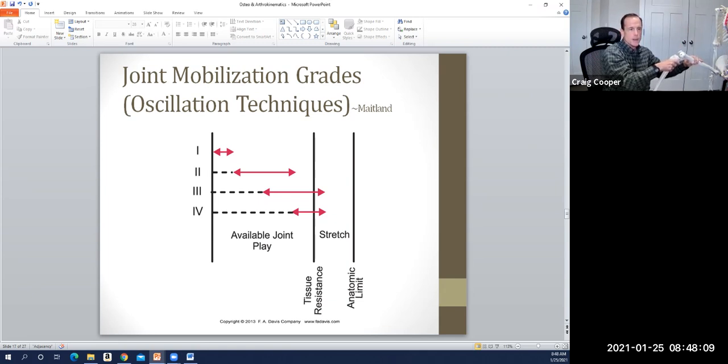If I'm doing a grade 2, I'm going through a bigger arc of motion, but I'm not trying to go as far as I can, all the way till the tissue is taut in one direction until it's taut in the other direction. I'm staying in that easy mid-range portion, but it's a slower motion.